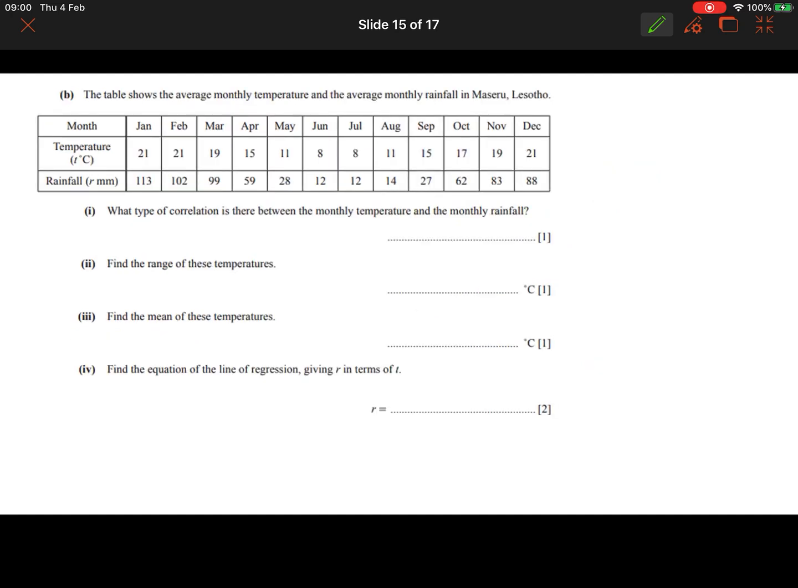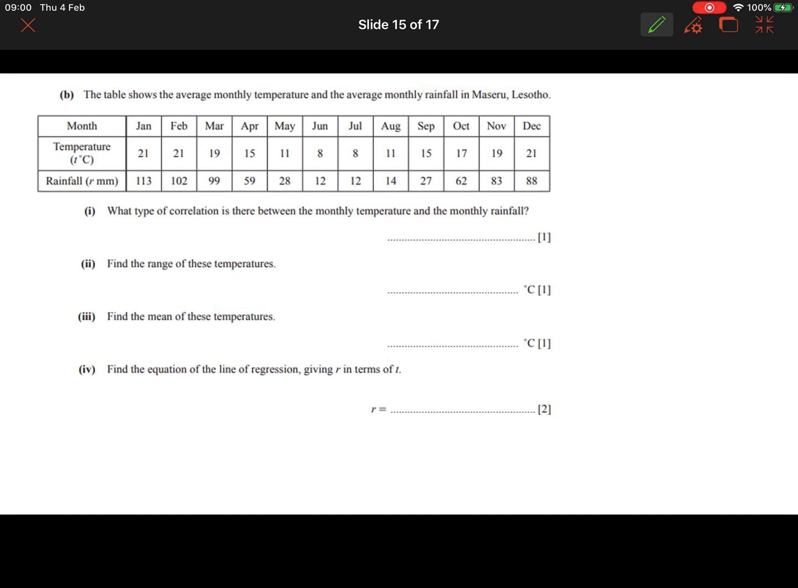Right, now, again, this particular question requires calculator use. Now, this was done really, really badly, my guys. This is probably the question that disappointed me the most, because I'd sent you a revision video on exactly how to do this stuff. And if you'd watched that video, you would have been able to do it, but many of you didn't. So the basic question says, what type of correlation is there between monthly temperature and rainfall?